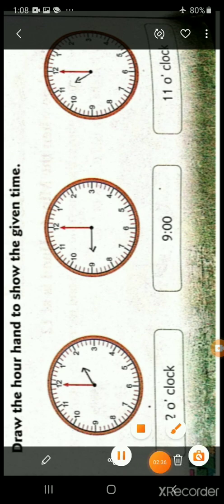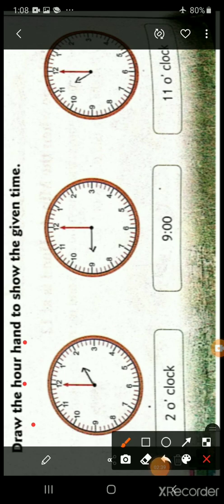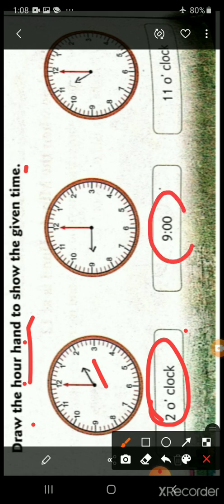Here the question on this page, you can see, is draw the hour hand to show the given time. Here is the time, you can see here is written 2 o'clock. So you will draw the short hand showing 2 like this. Okay, here is written 9, so you will draw the short hand pointed to 9. Okay, here is written 11 o'clock, so you will draw the short hand showing the time 11. You will point towards number 11. Like this you will show the short hand.